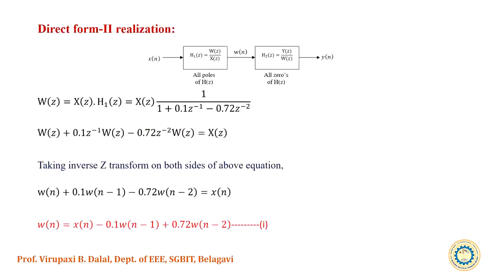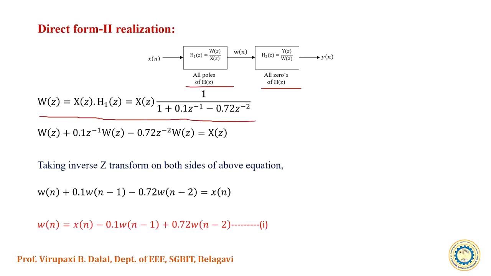Let us take direct form 2 realization. Here, H(z) is split into H1(z) and H2(z). H1(z) represents the poles of H(z), and H2(z) represents the zeros of H(z). So, we can write for the first block H1(z), input is x(n) and output is w(n). Therefore, W(z) is equal to X(z) times H1(z).